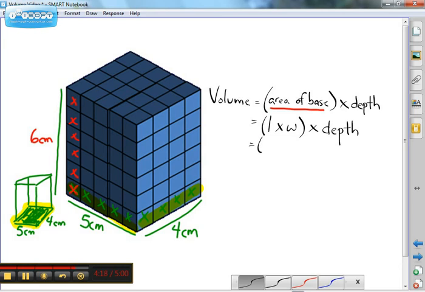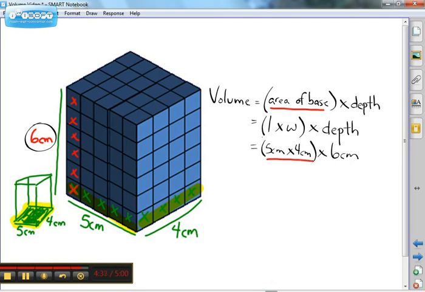Now we substitute our values. The length is 5 centimeters. The width is 4 centimeters. And the depth is 6 centimeters. In math, we always do what's in the brackets first. This is just a signal to us that this multiplication has to happen first. 5 centimeters times 4 centimeters is 20 centimeters squared, times 6 centimeters, or 6 layers of 20 centimeter blocks. 20 times 6 centimeters is 120 centimeters cubed. More on this in the second video.